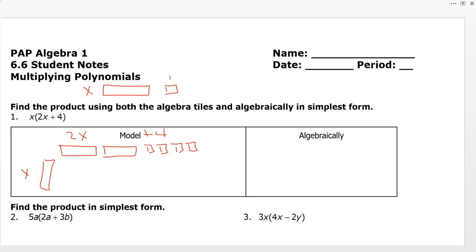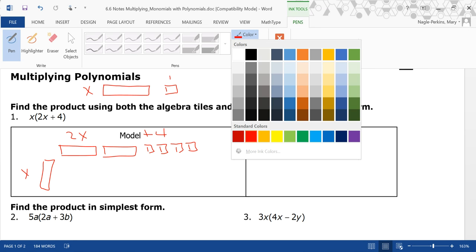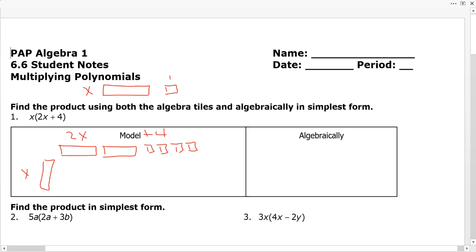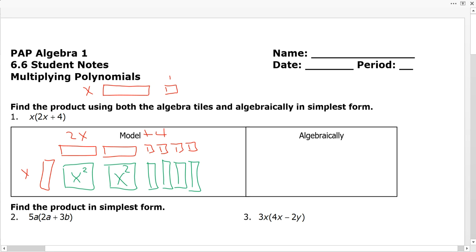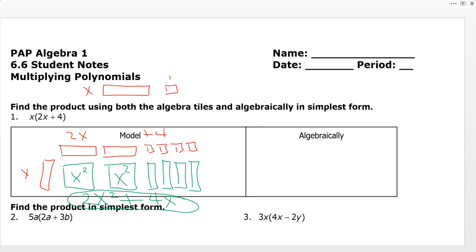To fill it in, oh heck, I will change colors. If I do x times 2x, I end up with big squares, which happen to be x squared. And then my long bars turn into x's. So I end up with 2x squared plus 1, 2, 3, 4, 4x. So my answer is 2x squared plus 4x. You can do it that way, or you don't have to, but that's one way to do it.